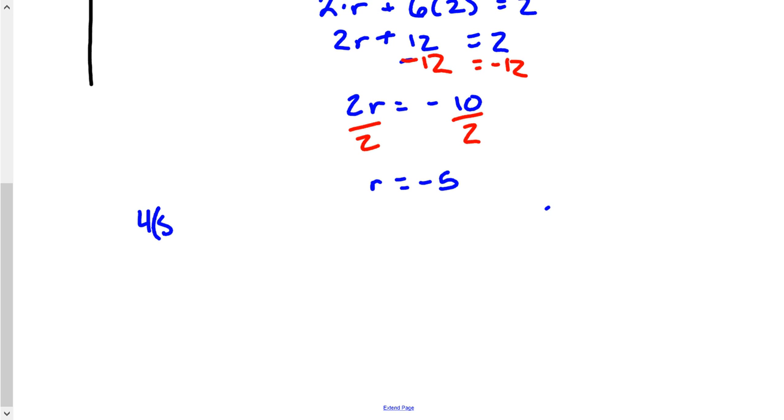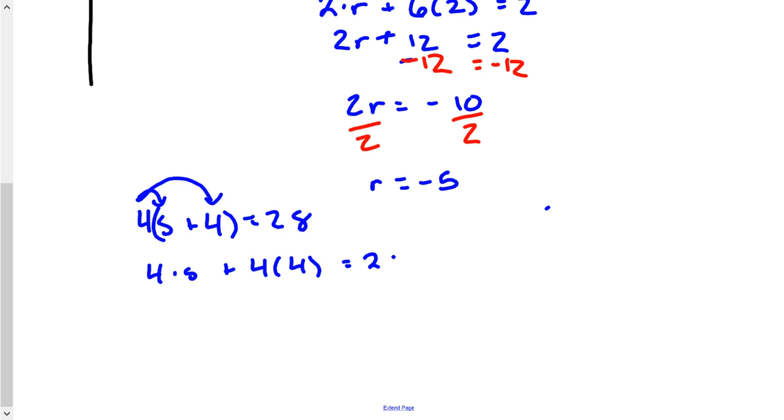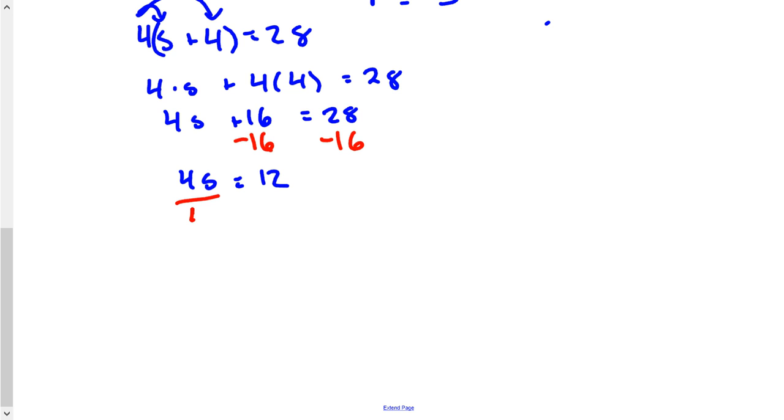So 4 times s plus 4 is equal to 28. Take the 4 and multiply it in. 4s plus 16 is equal to 28. Subtract by 16. 4s is equal to 12. Then we will divide by 4 to both sides. So then we are left with s is equal to 3.